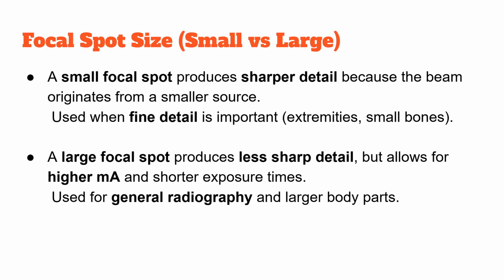Focal spot size, small versus large. A small focal spot produces sharper detail because the beam originates from a smaller source. Used when fine detail is important. When we're scanning a hand or we're scanning a finger, the small focal spot size is going to be the one we like. When we're talking about a large focal spot, this is going to produce less sharp detail, but it allows for a higher MA because it's larger. It can handle the heat. Remember, there's a lot of heat that's going to happen anytime an X-ray exposure happens. And this is going to be used for shorter exposure times, used for general radiography and larger body parts.